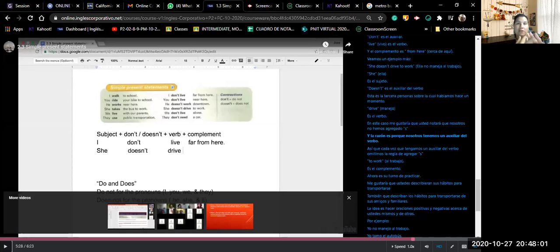Entonces, cuando ocupamos doesn't, el verbo ya no lleva S. ¿Por qué? Porque si ustedes ven la estructura does, la S ya está incluida en este auxiliar que estoy ocupando. Pero solo es para formularlo de manera negativa, ya no positiva. For example, she doesn't drive to work. She takes the bus. ¿Ven? She doesn't drive to work. She takes the bus. ¿Ok? Doesn't drive. La regla de la S está en el negativo doesn't. Solo para las terceras personas. Solo para decir que no. ¿Ok?